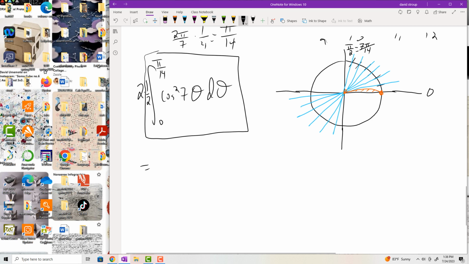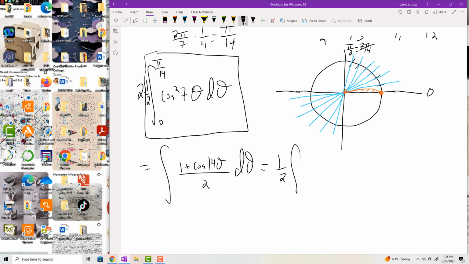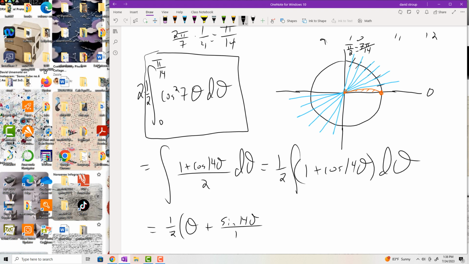And here I am. Okay, so I do an integral. I'm going to have to go 1 plus cosine 14 theta all over 2 d theta. I'm going to factor out the 1/2 and then integrate the 1 plus cosine 14 theta. That will be 1/2, and then the integral of 1 is theta. The integral of cosine 14 theta is going to be sine of 14 theta all over 14. And then I have to evaluate from 0 to pi over 14, which shouldn't be too painful.